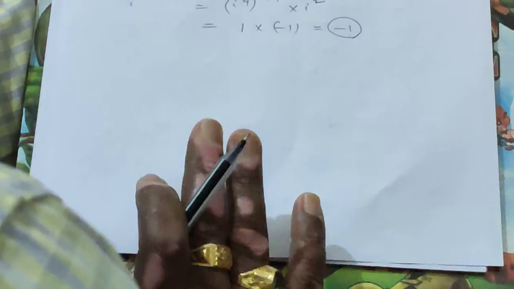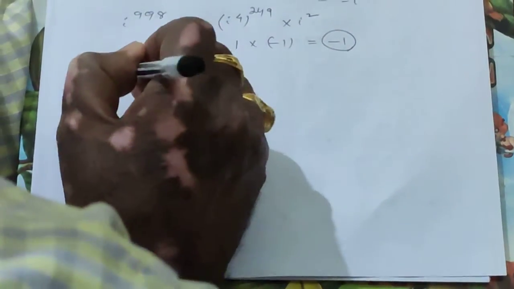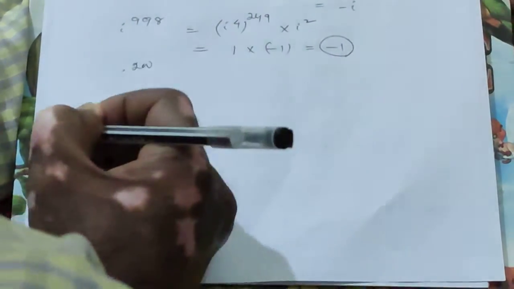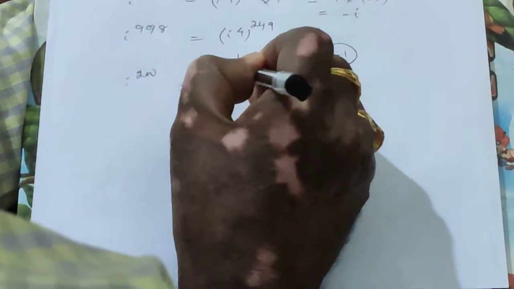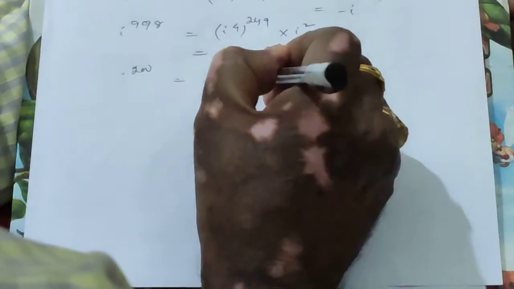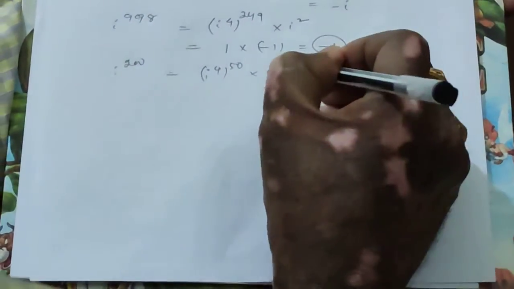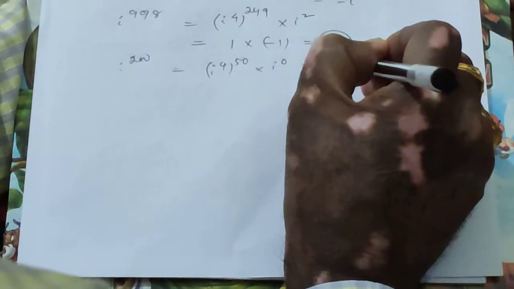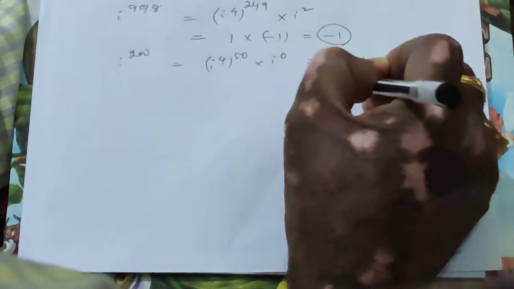i to the power 200 equals i to the power 4 to the power 50 into i to the power 0, since the remainder is 0. i to the power 0 equals 1, so 1 into 1 equals 1.